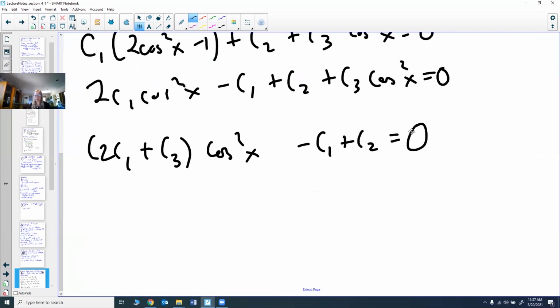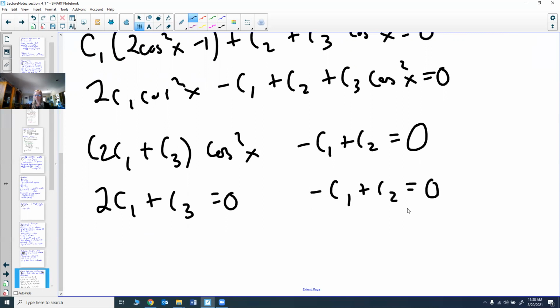So the question is, is there any way that these can actually equal 0 without all of them being 0? Can 2c1 plus c3 equal 0? That would make this term go away. And can minus c1 plus c2 equal 0? Are there values that can solve this, and find out what these values are, without having to have them all be zeros? That's really the question here.